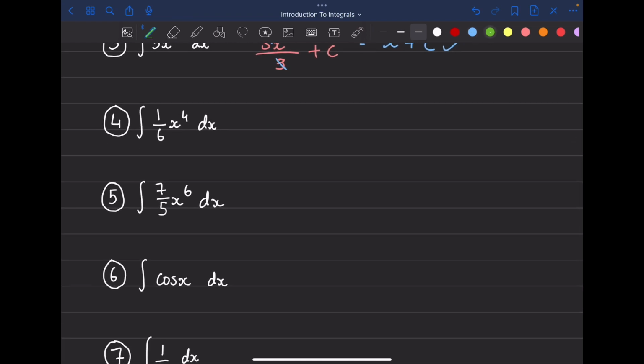Question number 4, same thing. So you'd rewrite down the entire thing, 1 over 6 x to the power of 4. After that, what you can do now is add the exponents. Instead of 4, plus 1 is 5. So we can write down the 5 and then divide the entire thing by the new exponent, which is 5. And then add the constant of integration. So let's do a bit of simplifying. 1 over 6 divided by 5 is equal to 1 over 6 times 5 times x to the power of 5 plus c.